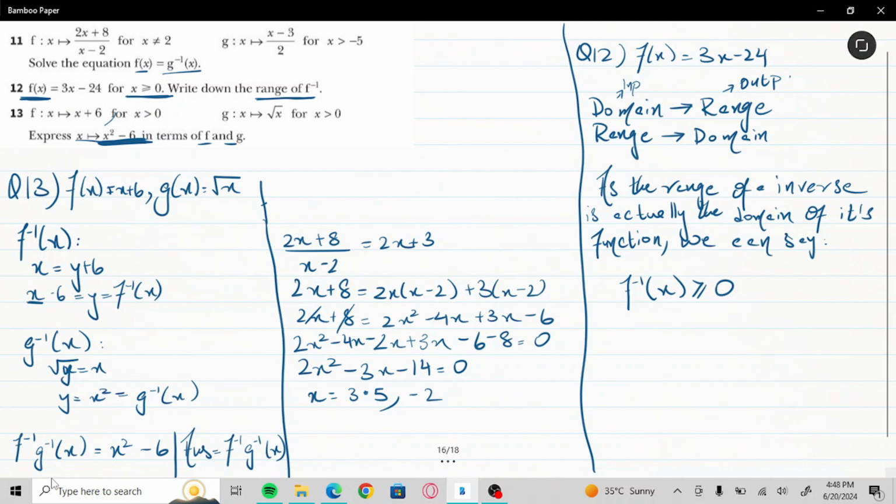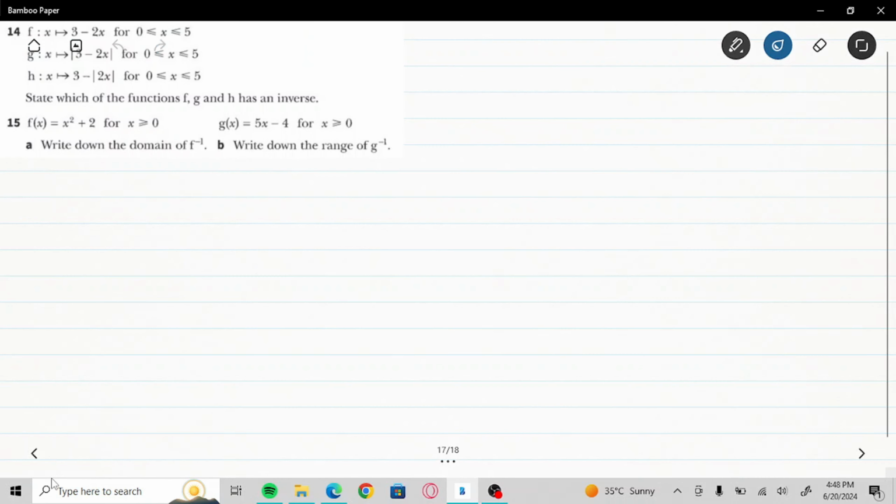It's that simple. Okay, so if we proceed on to question number 14, what does this ask us actually? State which of the functions f, g, h has an inverse. So we have three equations, and they are telling us which of these have an inverse. We have discussed this in the intro. If you haven't seen the intro, I would suggest you see it. I have explained every concept that is going to come in this exercise there.